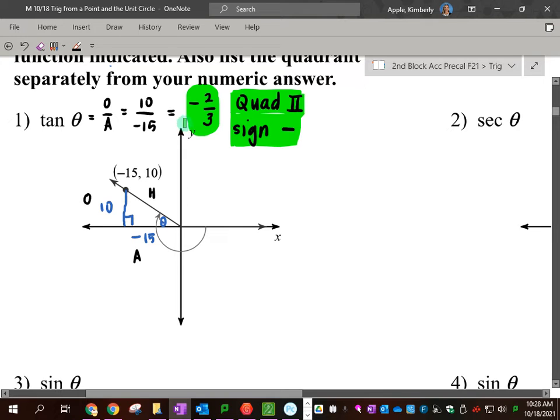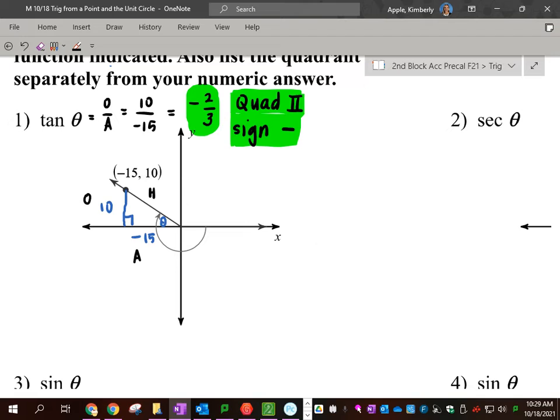on this. This is setting us up to start realizing that there are patterns for the location of the terminal side of the angle and the respective trig functions for that angle. So for example, here, tangent is negative in quadrant 2.